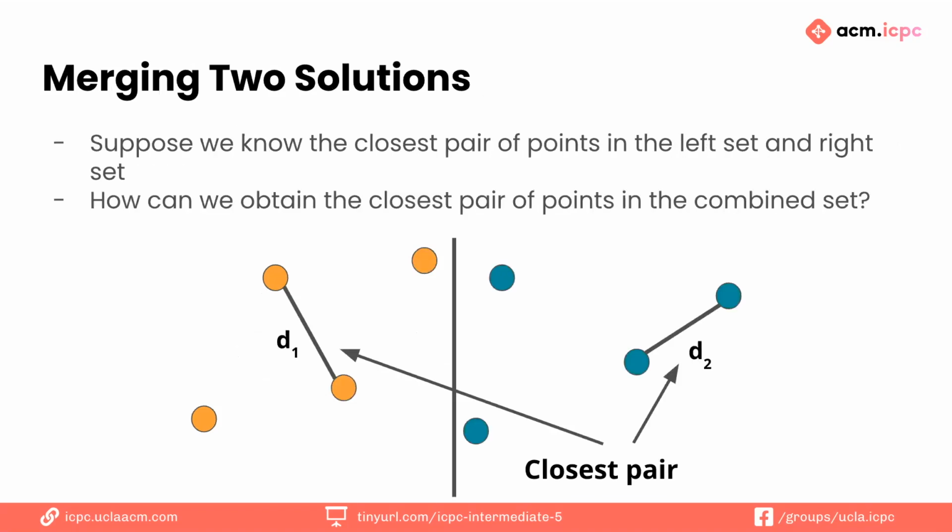And let's go back to the original problem. In the original problem, we had 8 points, and we're trying to find the closest distance between those 8 points. Let's say that we know the answer for the left 4 points, and we know the answer for the right 4 points. So for the left, it would be D1, and for the right, it would be D2. So does anyone know how we would obtain the closest pair in all 8 points, combining the answer for the left 4 points and the right 4 points? Since we're trying to find the minimum distance, does any intuitive solution pop out here?